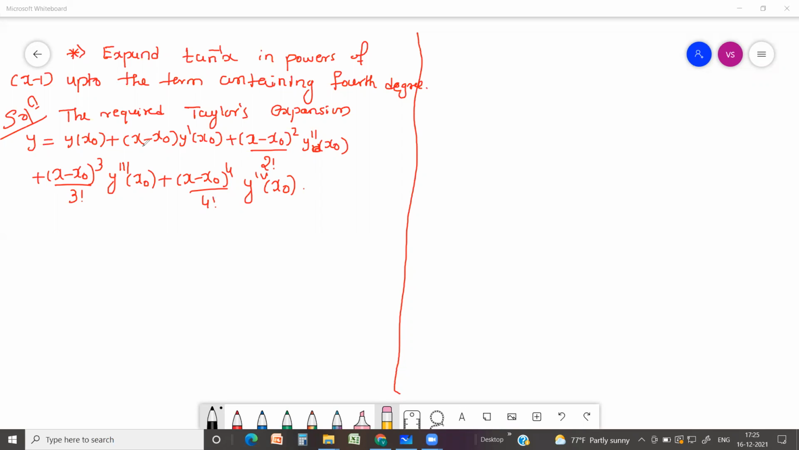On comparison, you can see what they're asking. They're asking us to expand the given function tan inverse of x in powers of x minus 1. So you just compare this x minus 1 and x minus x naught. That means in place of x naught, what do we have? 1, clearly.